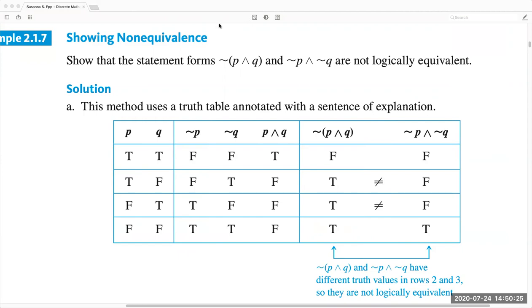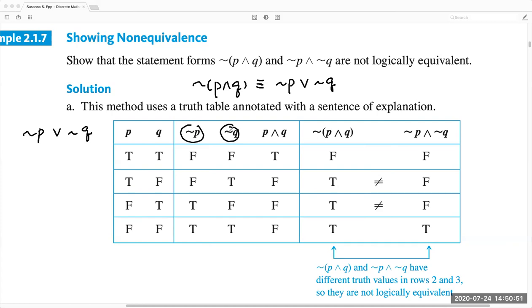But we can show that this one is equivalent to, we use this symbol, this one is equivalent to not P or not Q. So let's do not P and not Q, and not P or not Q. You can look at these two columns.